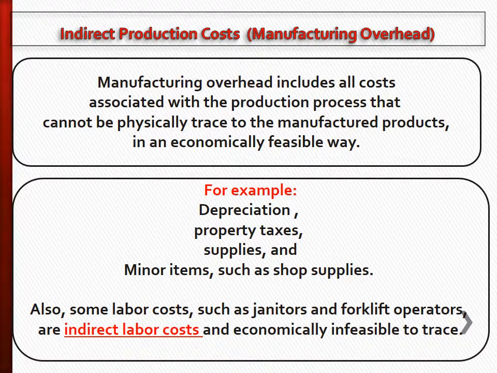Indirect cost. Manufacturing overhead includes all costs associated with the production process that cannot be physically traced to manufactured products in an economically feasible way. For example, depreciation, property taxes, supplies, and minor items such as shop supplies. Also, some labor costs, such as janitors and forklift operators, are indirect labor costs and economically infeasible to trace to the cost object.